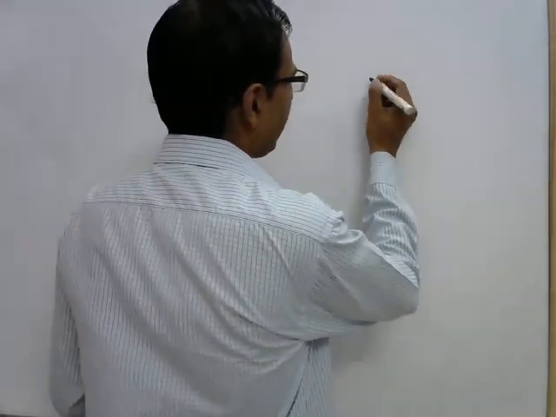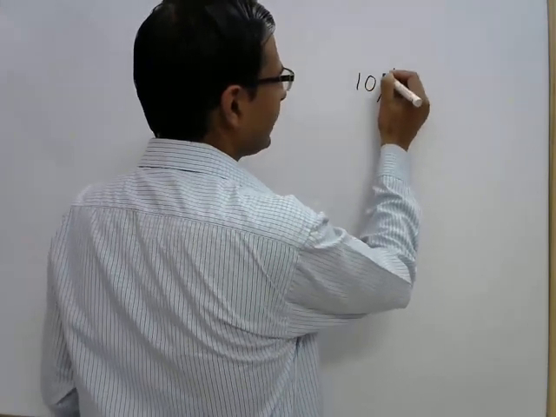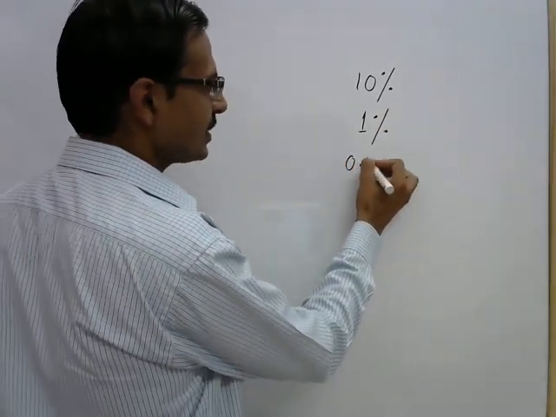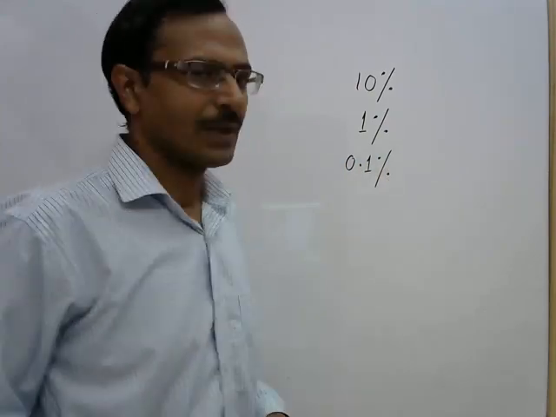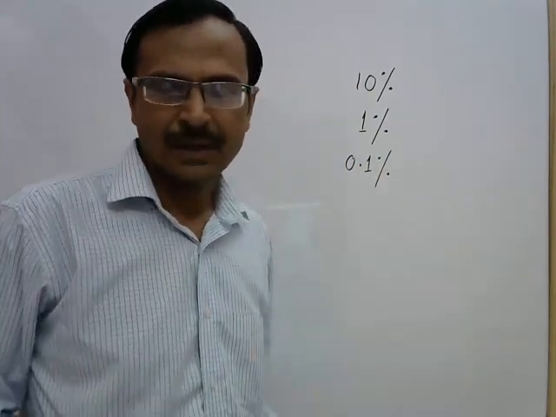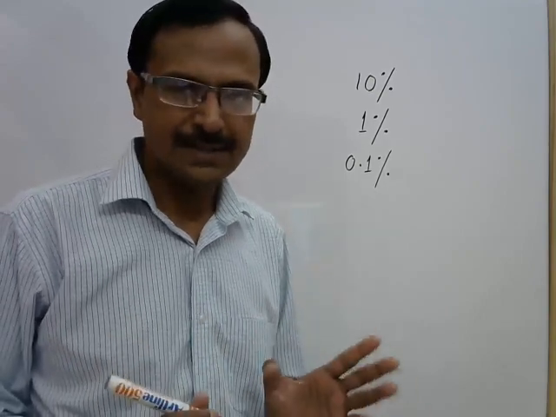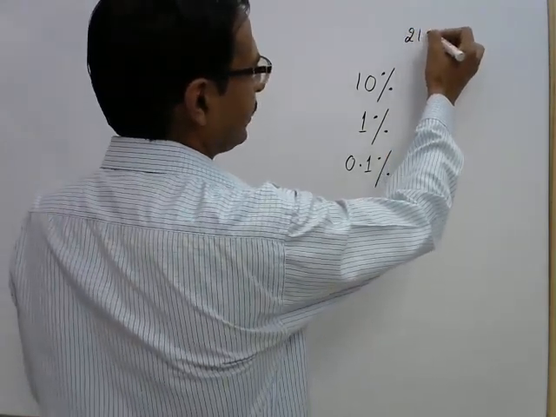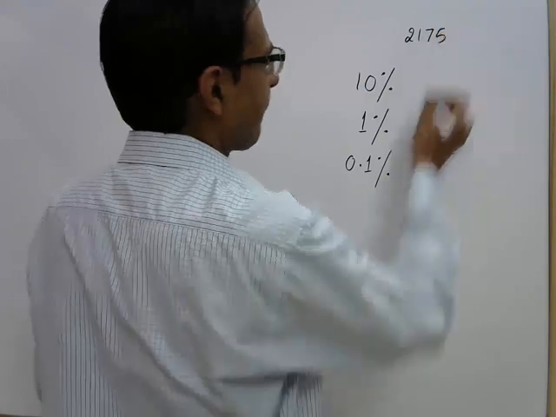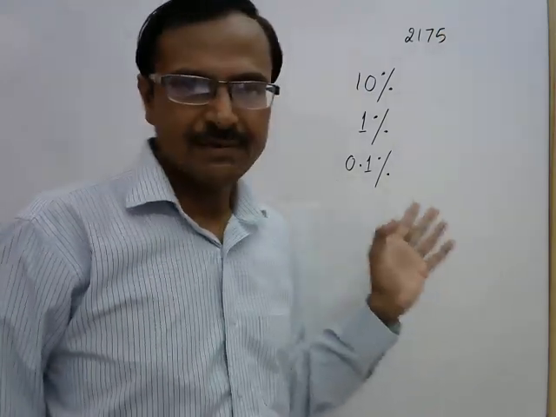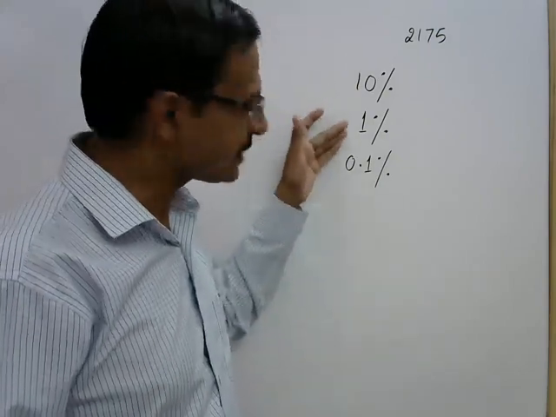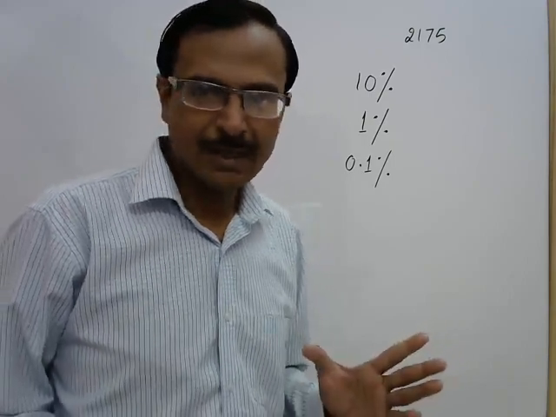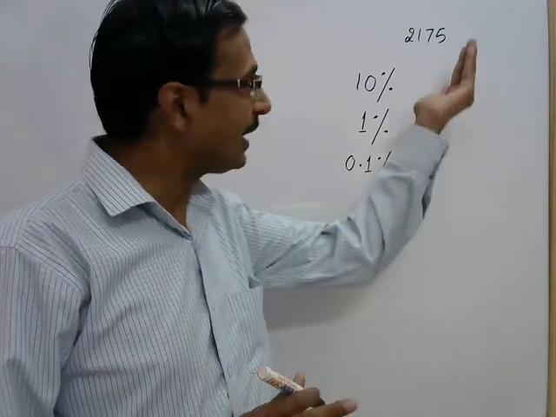Whenever you are acquainted with 10%, 1%, and 0.1% of something, if you can calculate these three percentages mentally, then all the percentages become easy. Suppose I take the number 2175. We need to calculate 10%, 1% and 0.1% of this number. Then it is just a matter of shifting the decimal towards the left side.